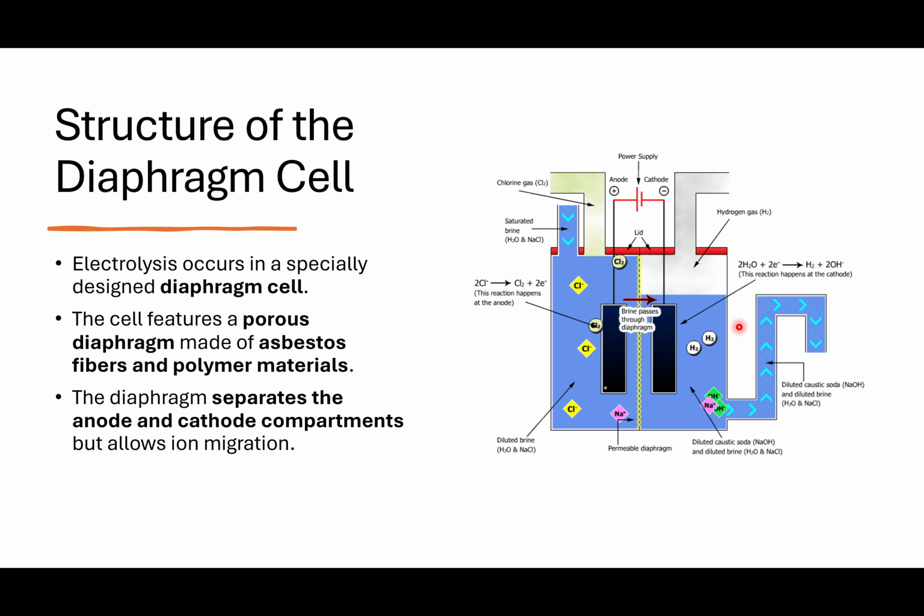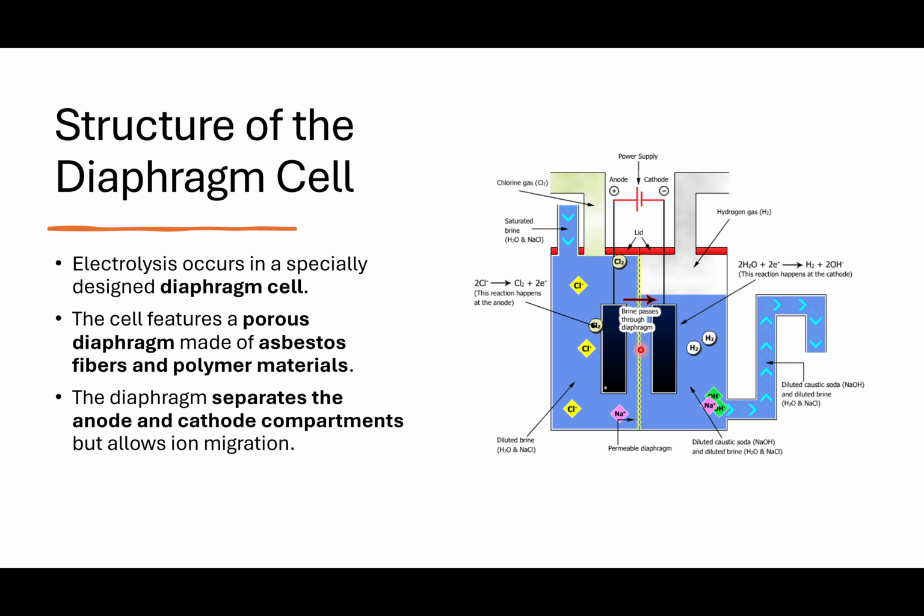So we know that the anode is made of titanium, the cathode is made of steel, and here it states that the diaphragm is made of asbestos fibers and other types of polymeric materials. But usually we speak specifically to the asbestos that the diaphragm is made from. So we know that the diaphragm separates the anode and the cathode components but allows ion migration from the area of the anode to the area of the cathode. So we must know those things.